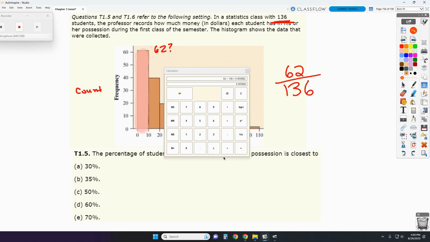What is that closest to? Closest to 50. Now, what would be interesting, though, if they had, instead of, notice it's 30, 35, 50, 60, 70. What if they had said 40% for B? And we're at like 45, and it's probably going to be different if I had said 61 out of 136, and now it's 44.8, and you're going, oh, man, this is kind of in between 40 and 50. So that's why you notice they didn't say 40% here, because it's close-ish to 45%.